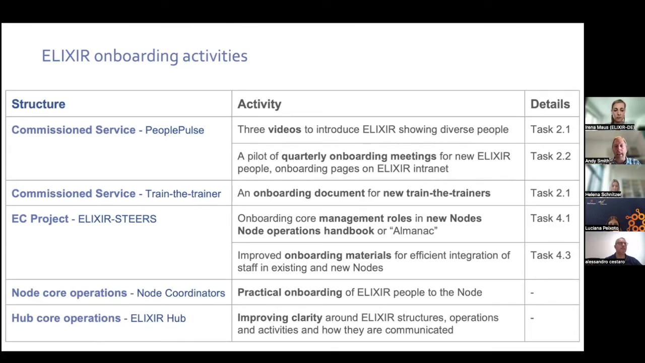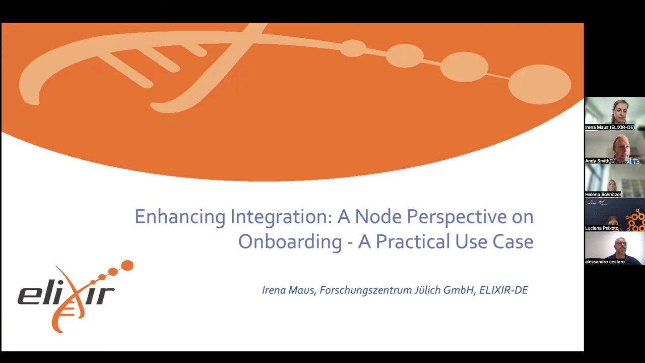But this is just to recognize that there are a lot of different activities that we want to work on over the coming years to try and make it easier for people to connect to Elixir and try to navigate the complexity. I think with that, I will hand over to you now, Irina, and you're going to give us a practical use case from Elixir Germany.